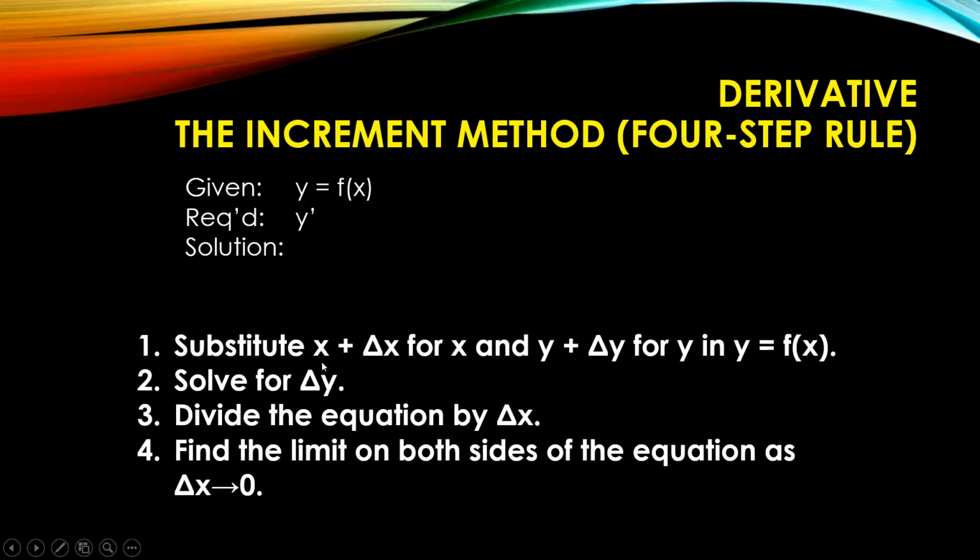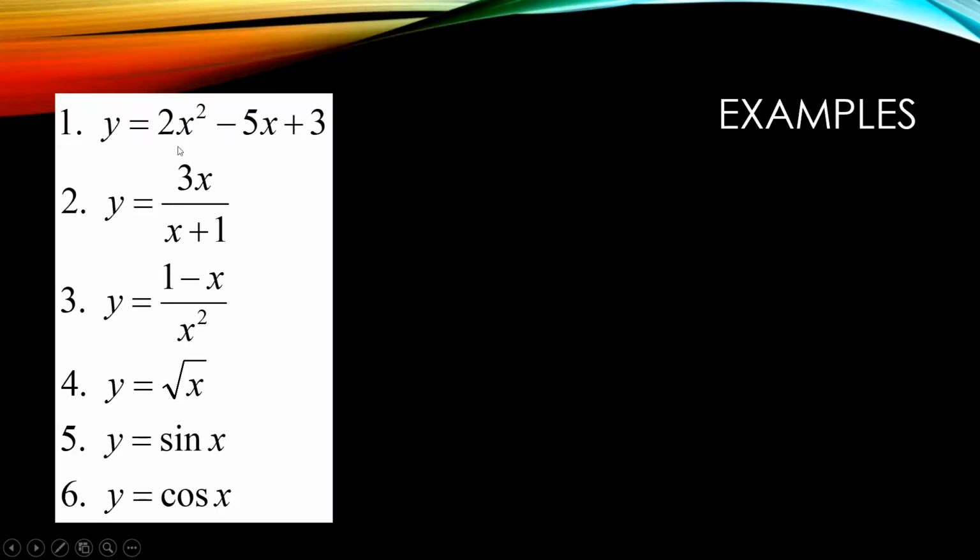First, substitute x plus delta x for all the x's and y plus delta y for all the y in the function. Next, isolate delta y, or basically solve for delta y. Number 3, divide the whole equation by delta x. And then lastly, find the limit on both sides of the equation as delta x approaches 0. So, ito yung mga examples.